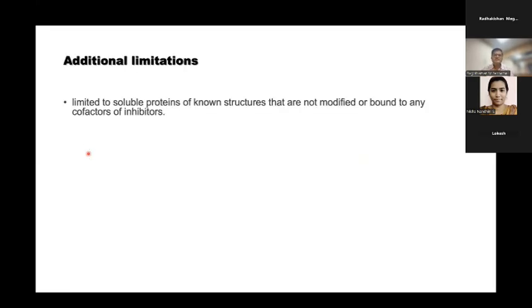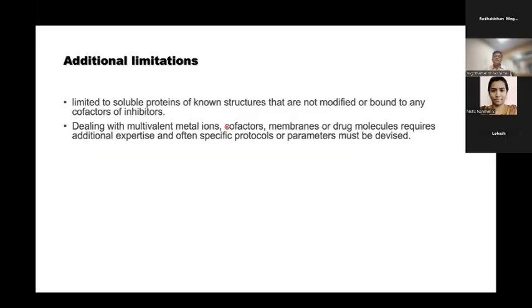There are also limitations in MD simulations. You can only do it for soluble proteins that are already known to bind to some inhibitor. If they are not known, then it's a bit tricky because you don't know what is binding, what is not binding. Then when there are multivalent metal ions, there are more variables in the system, meaning more cofactors, membrane bound, and some other specific protocols are needed, then it becomes very complex.